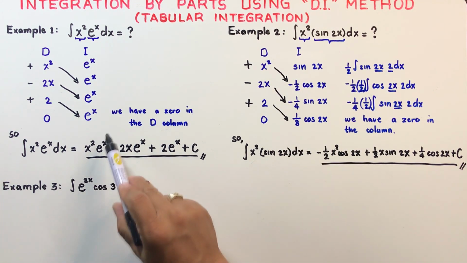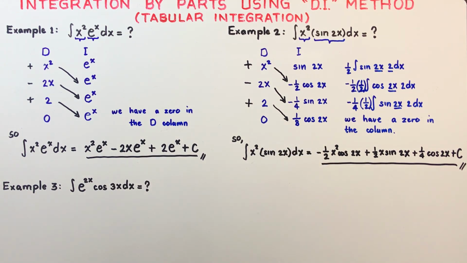So as you can see from these two examples, we stop the iteration of doing differentiation and integration when you obtain a 0 in the D column. Actually, there are 3 cases for when to stop the iteration. This is only the first case, where we stop when we obtain a 0 in the D column. I will present to you the second case here in example 3.